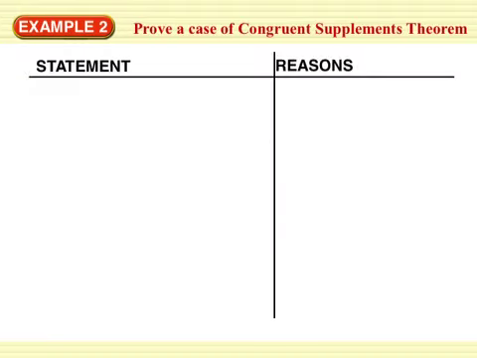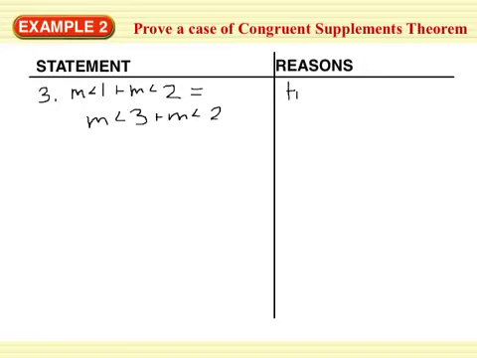Alright, moving on. I know that the measure of angle 1 plus the measure of angle 2 is equal to the measure of angle 3 plus the measure of angle 2. And that's the transitive property of equality.